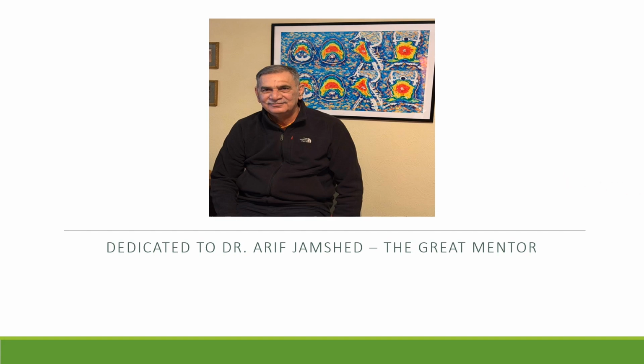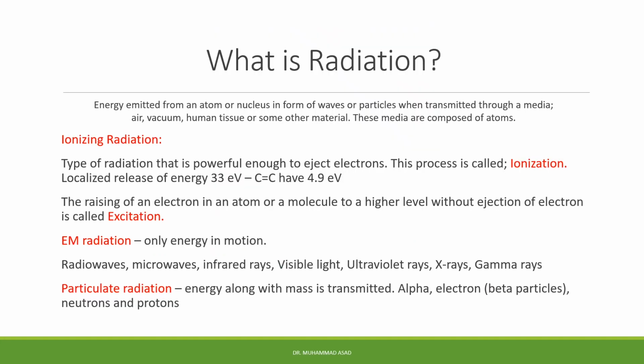So, let's begin with what is radiation. Radiation is energy emitted from an atom or nucleus in form of waves or particles when transmitted through a medium, and that medium can be air, vacuum, human tissue or some other material. And we all know that these media are composed of atoms. So radiation is of two types, ionizing and non-ionizing, but our focus will be ionizing radiations.